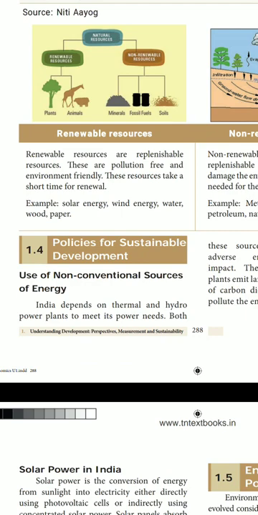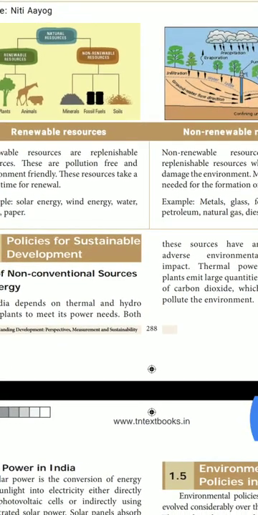Renewable resources are replenishable resources. These are pollution free and environment friendly. These resources take a short time for renewal. So, renewable resources cannot be exhausted. At the same time, non-renewable resources can be exhausted within one day. Renewable resources can be used again and again, but non-renewable resources cannot be used repeatedly, isn't it?